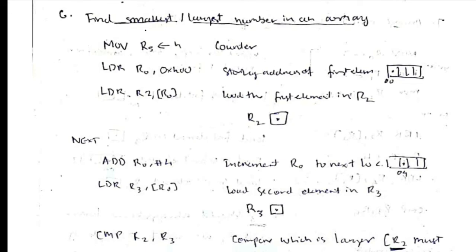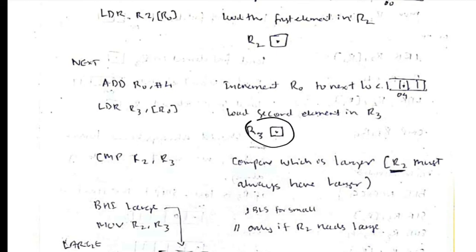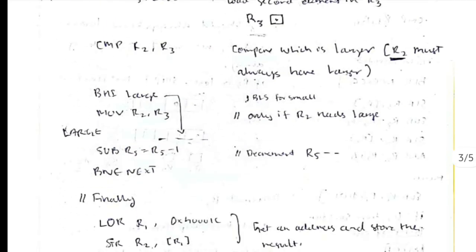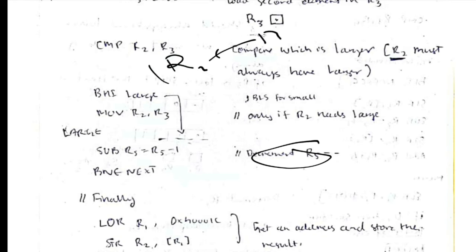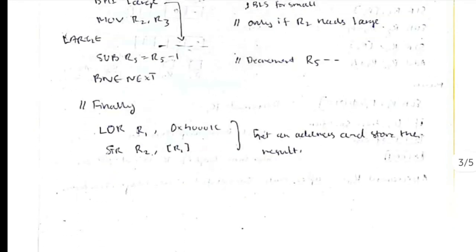To find the smallest or largest in an array, get the number and store the first element in R2, increment and store the second element in R3, then compare each of them. If it's larger, then directly decrement R5. If it's not larger, meaning R2 is not larger than R3, at that time store the value of R3 in R2, then again decrement R5. Finally get an address and store the result.